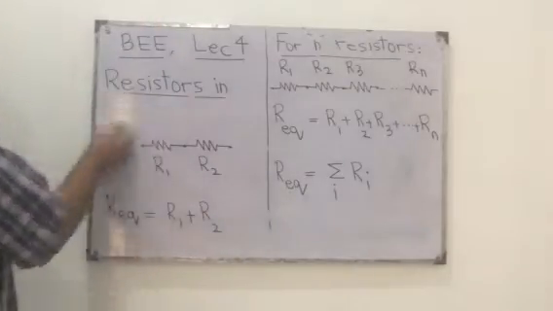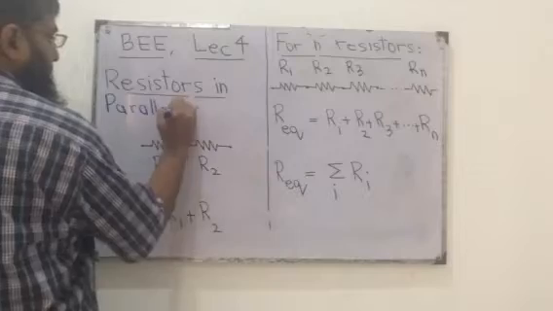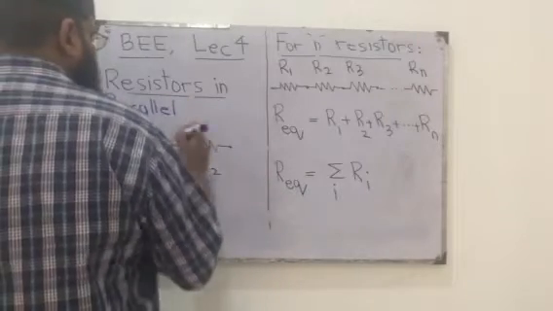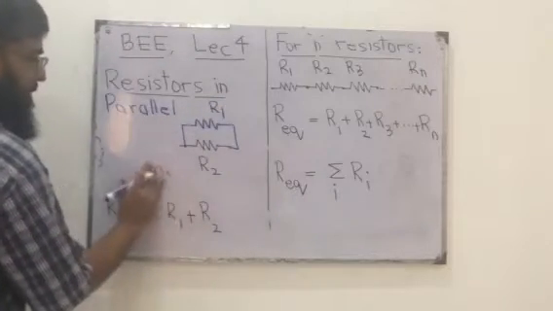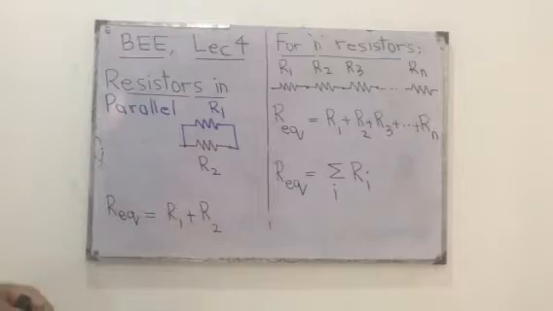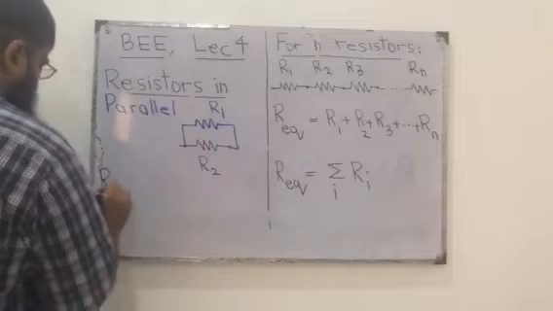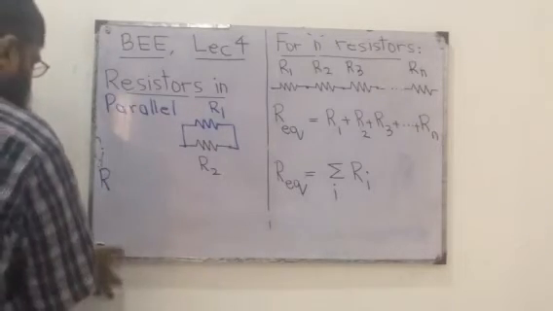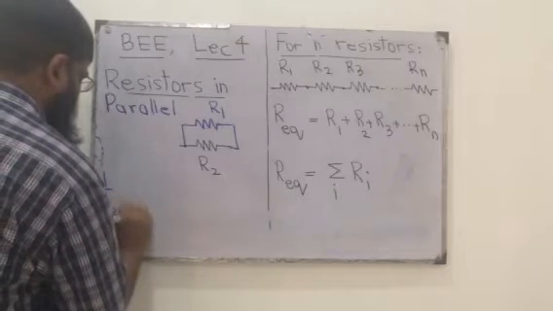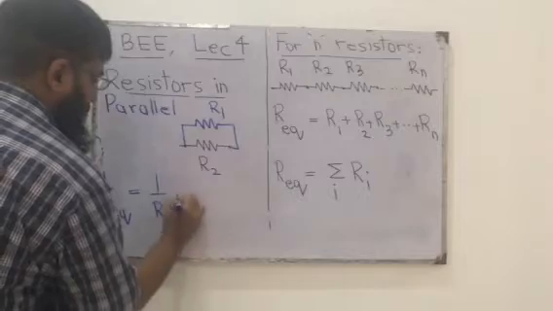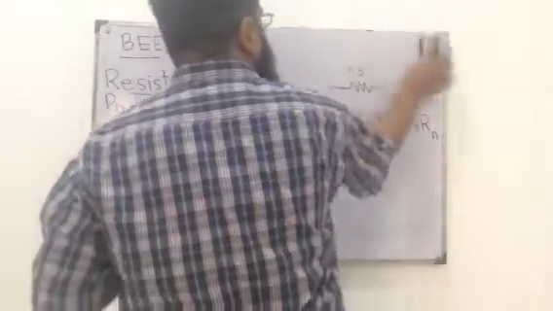If we have resistors in parallel, the two resistors in parallel R1 and R2, their equivalent can be written as, in fact, 1 over R equivalent. You have studied it in elementary classes. 1 over R equivalent is 1 over R1 plus 1 over R2. It can further be simplified.